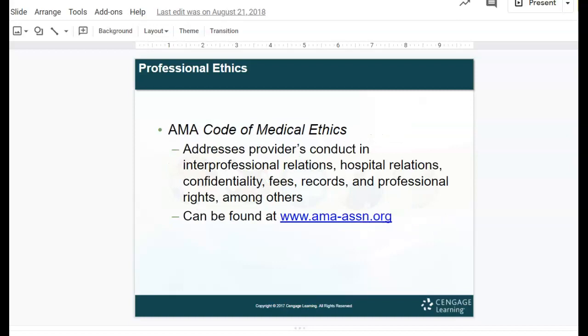If you get on the American Association of Medical Assistants website, the AAMA, you will notice that there is a code, like an oath that we take. If you look up the National Health Career Association, NHA, who we certify through in this program, they also have their own code of ethics or oath that the medical assistants take upon certification. So basically, the code of ethics addresses providers' conduct in interprofessional relations, hospital relations, confidentiality, fees, records, and professional rights, among other things. So just be aware that that is out there, and you're always welcome to click on this link here in this presentation, and it'll take you to that code of ethics.